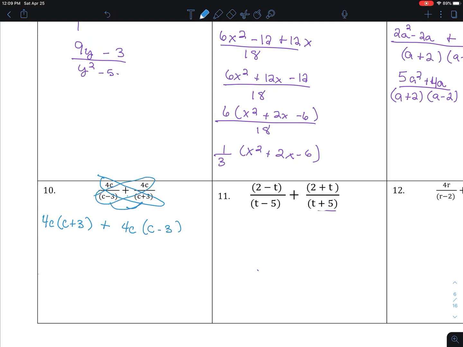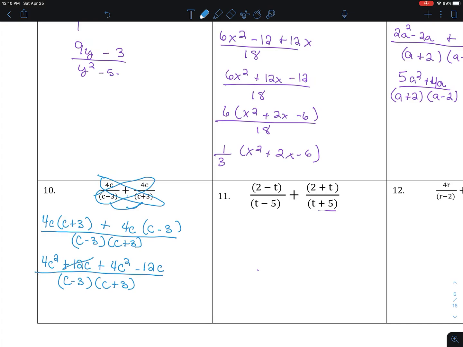by multiplying these. And then I multiply the bottoms, c minus 3, c plus 3. And now I just combine like terms. So first I have to distribute: 4c squared plus 12c plus 4c squared minus 12c, all over the bottom. The 12c and the negative 12c zero out. I combine the like terms, I get 8c squared over c minus 3, c plus 3.